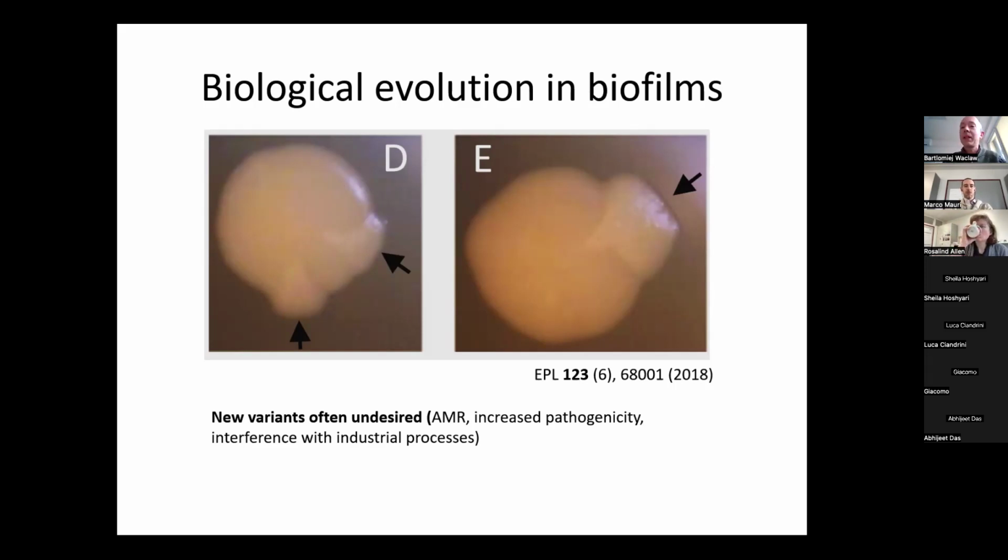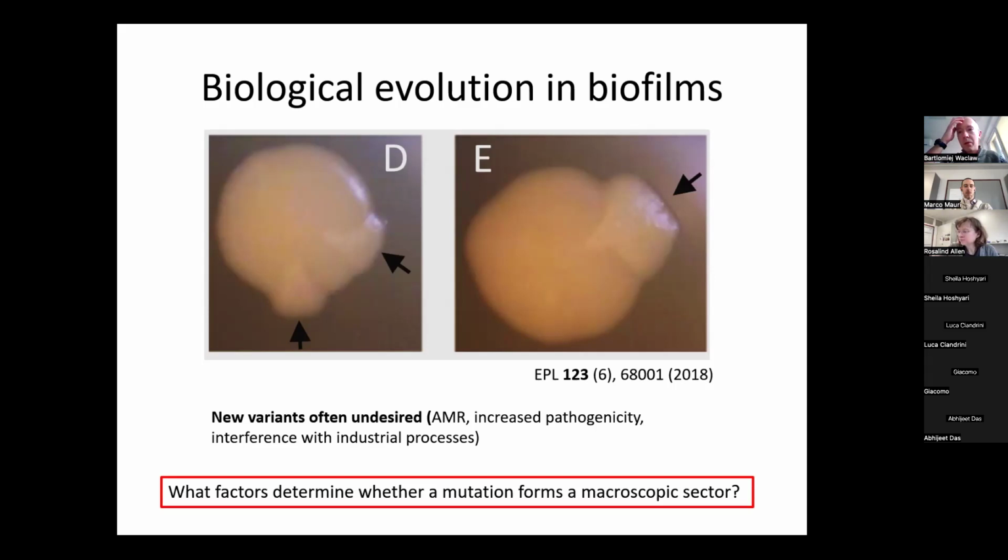Such new variants are often undesired because they can, for example, be resistant to antibiotics or have increased pathogenicity, or maybe they will interfere with some industrial processes in which biofilms are important. So what interests me is to look at what factors determine whether a mutation that has newly occurred in a biofilm forms such a macroscopic sector or actually takes over the entire population, which can also happen.